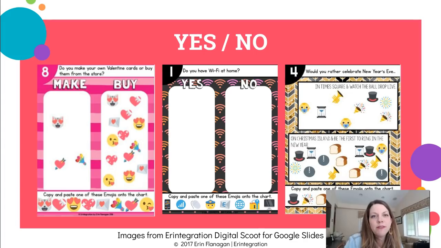Here are some examples of the yes, no type questions I mentioned. That's where they're having to choose between two things. Here you can see on the Valentine's Scoot, I had them pick if they make or buy their Valentines. In the ones that I create, I usually have them respond with an emoji. You can also, and I'll show you in the making section, have them respond with shapes. Here I already put the emojis right on the Scoot.